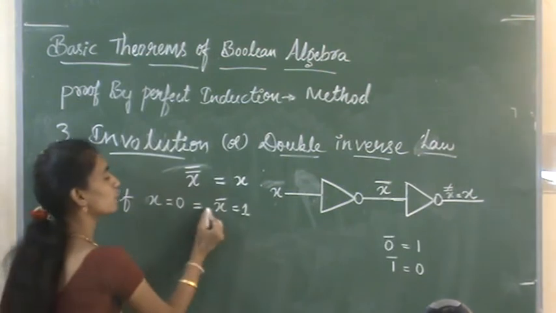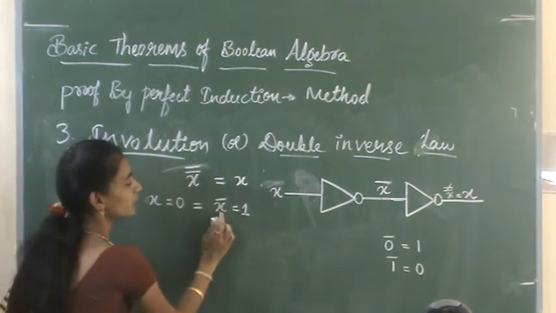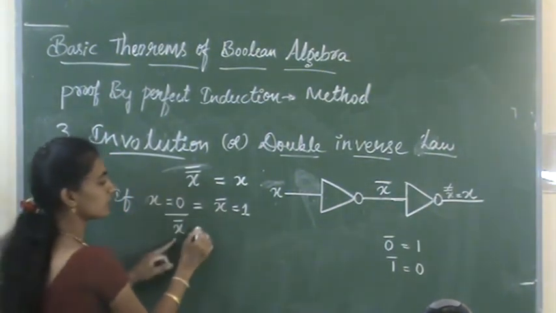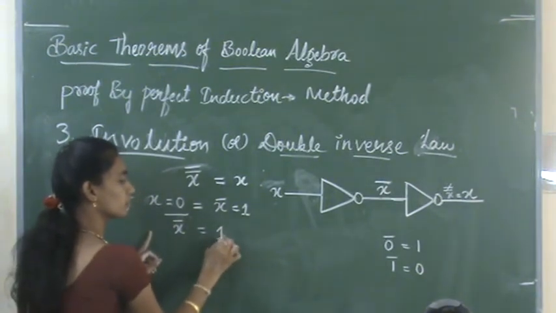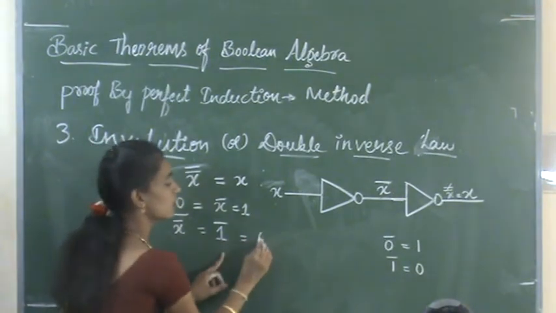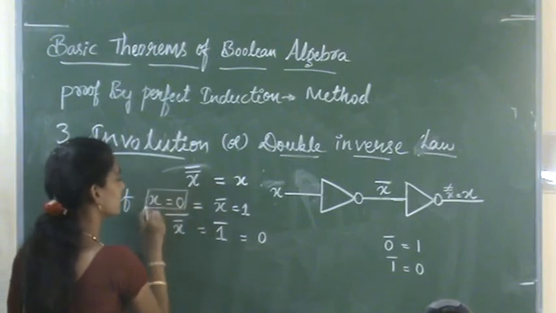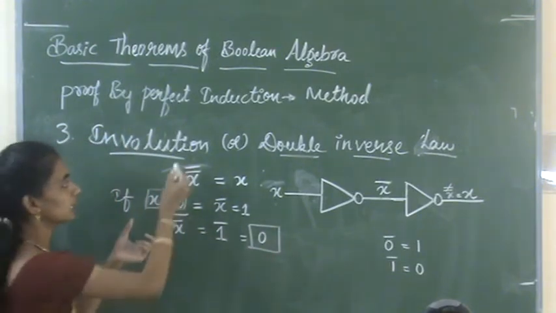Now I have to provide the input as x bar, right? So x bar we have to complement twice. What is the value of x bar? 1. So we have to complement this value. What is 1 bar? We will get 0. So what is the value of x here? And the result will be the same, right? So that is this theorem.